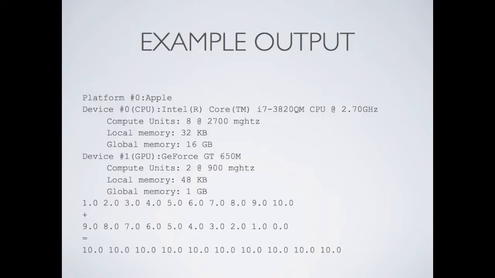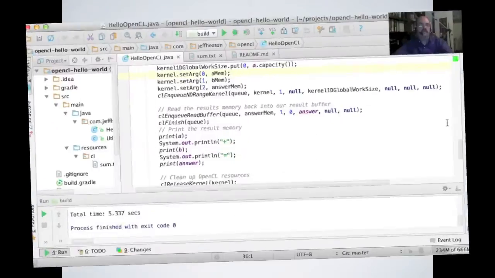So this is using a MacBook Pro Retina, which does have a 650M NVIDIA GPU in it. You can also see that I'm taking those two vectors and I am adding them together. So that lets you see that something was actually executed on the GPU. The result is 10 because we have 1 through 10 for one vector and 10 through 1 on the other vector. And that results in 10 all across.